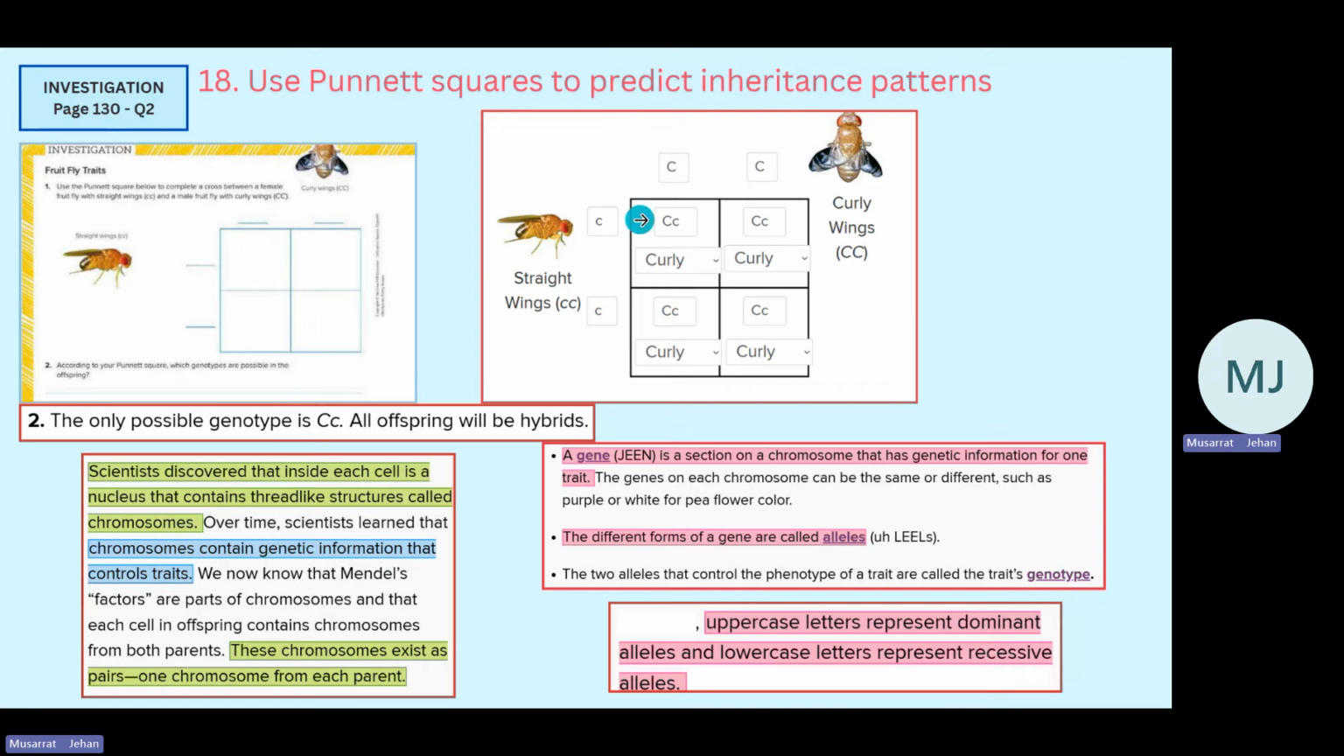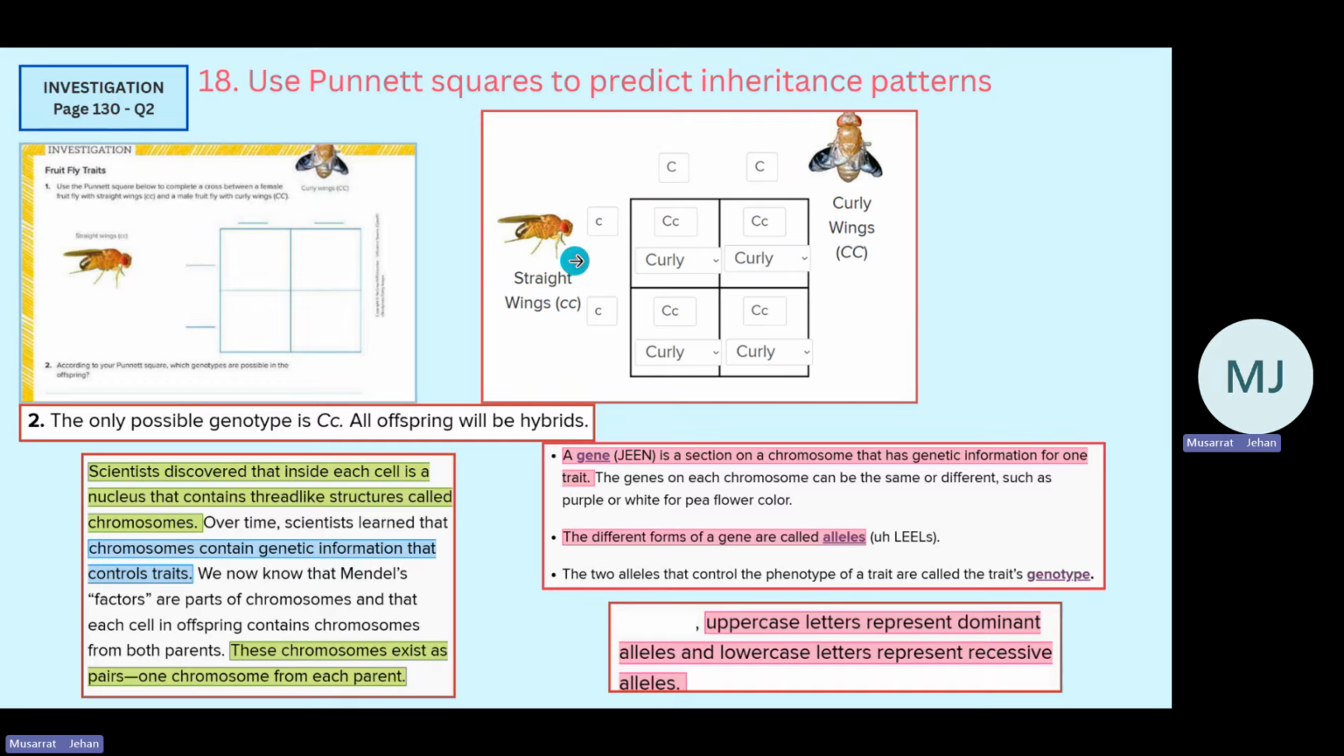Now here, small c represents straight wings, and capital C represents curly wings. So we will split it into 2 alleles, and we write them here, small c and small c. We will split this into 2 alleles and we write it here, capital C, capital C. And then you will find which one is coming. The genotype comes from the combination. Like in this square, you'll get one from here, so it will be capital C, small c.